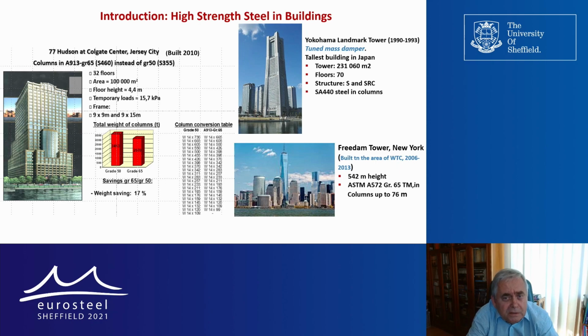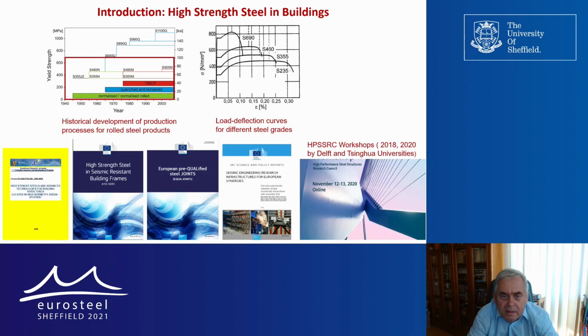And we can continue with examples like Yokohama Landmark Tower in 1993, and the last example, because there are also others, Freedom Tower, which was finished in 2015, in which again the columns up to the height of 76 meters were realized with 460 steel grade.